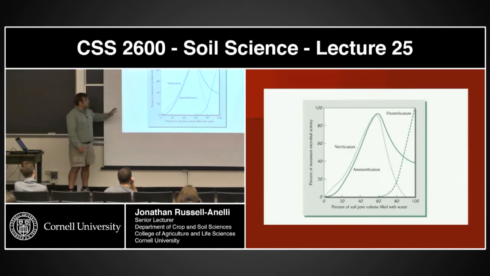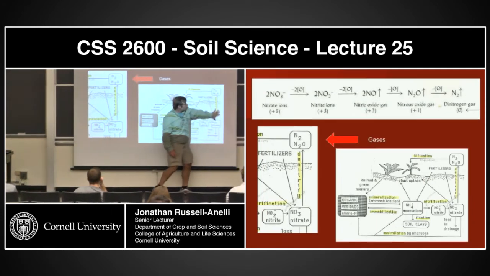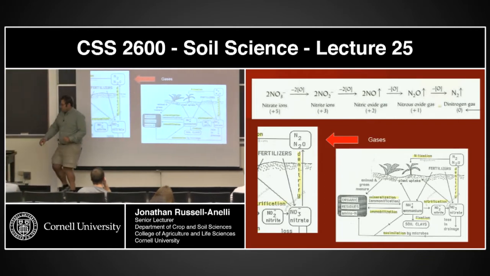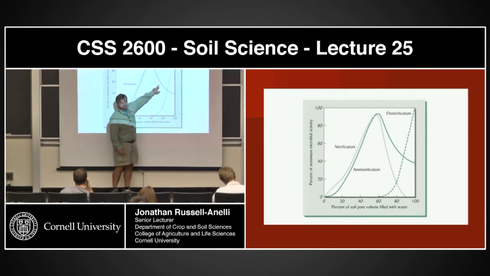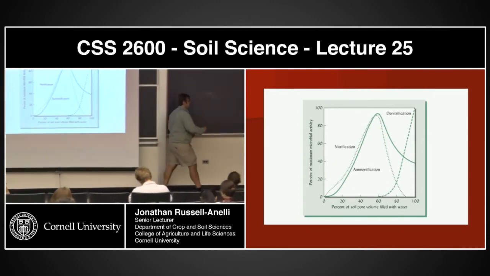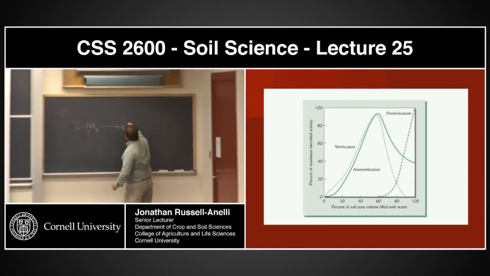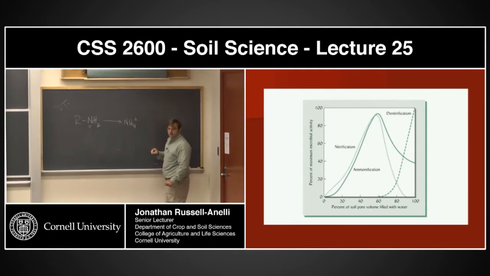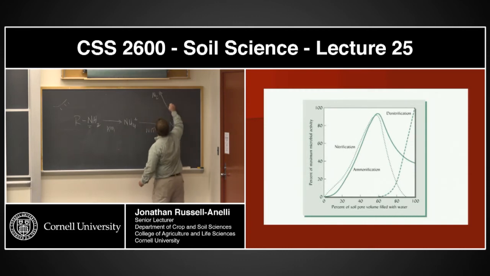Now, I throw this slide in here so that we can put together this whole component of the nitrogen cycle. Okay, here's nitrification, here's ammonification, here's denitrification. Okay, so ammonification is this conversion to this. Nitrification is this conversion to this. Denitrification is this conversion to this. Okay, so this is ammonification, this is nitrification, this is denitrification.